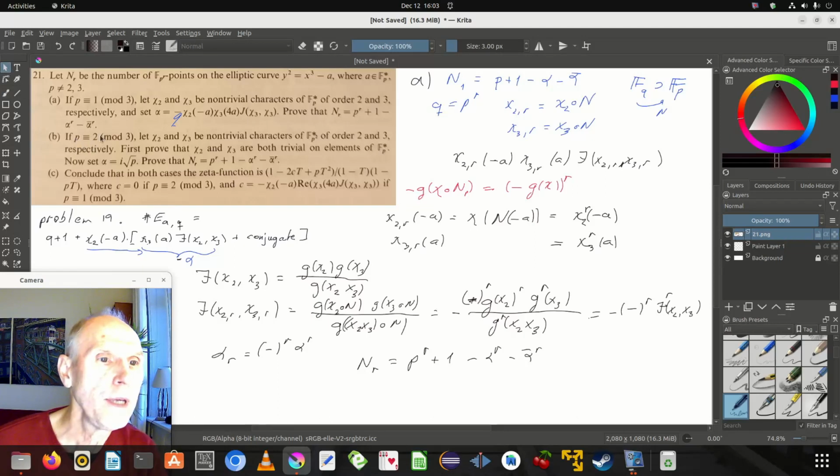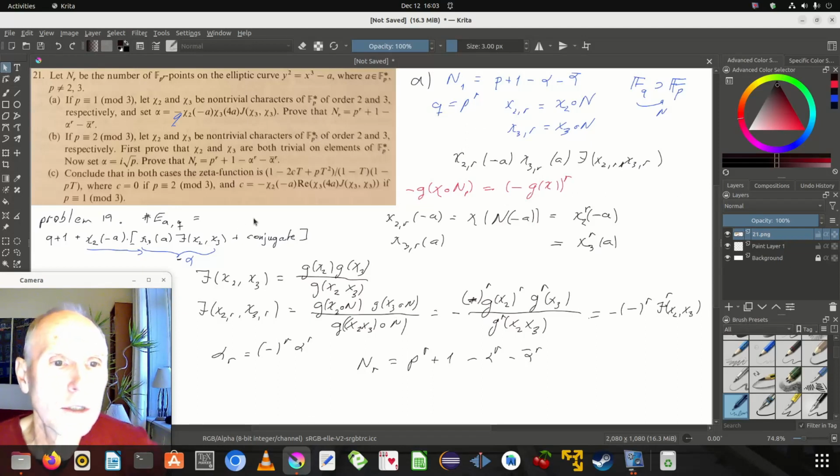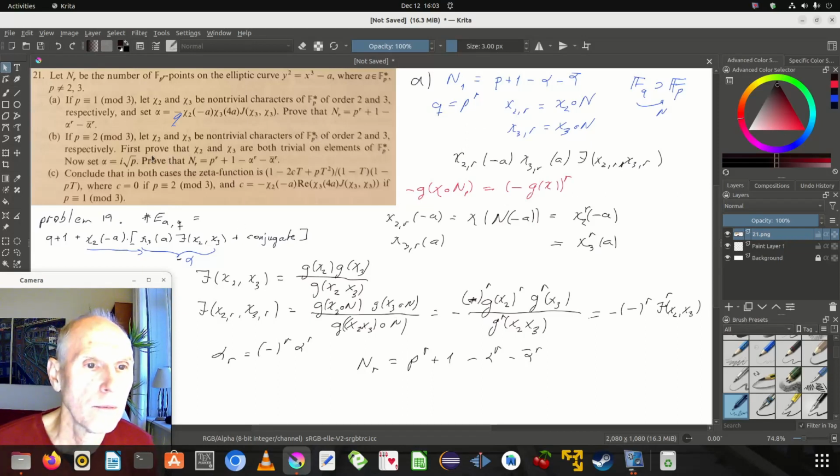In problem B, we have the case p is congruent to minus 1 modulo 3. And then we take the non-trivial characters where q is p squared. So all of this machinery works. First, prove that they are both trivial on elements of F_p.